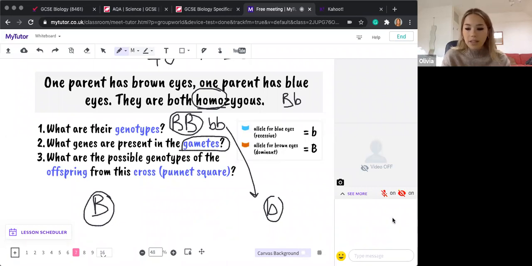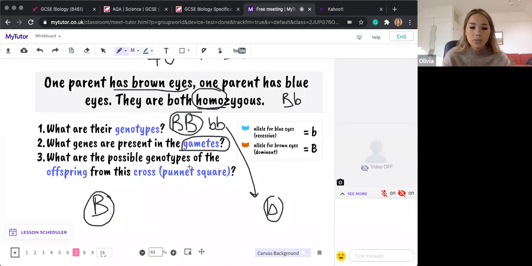We've got a question: why isn't the first one big B, little b? The parent with brown eyes could be big B, big B or big B, little b. The reason we know it's two big Bs is because it's homozygous, meaning we have two of the same copy.